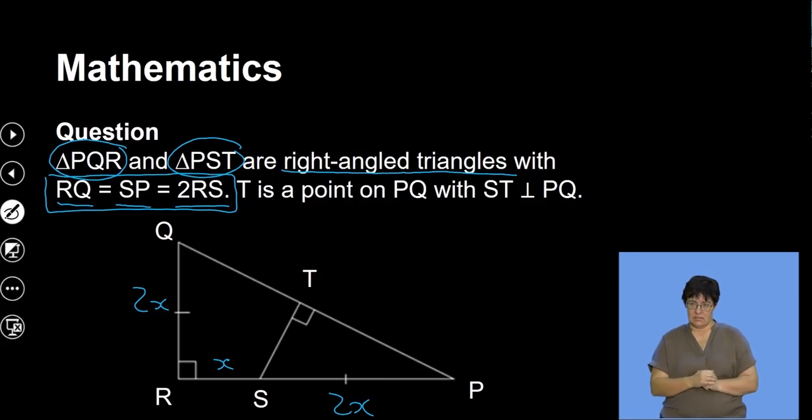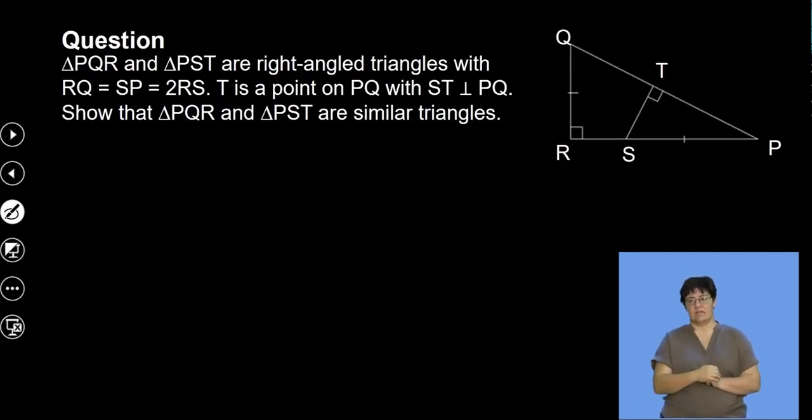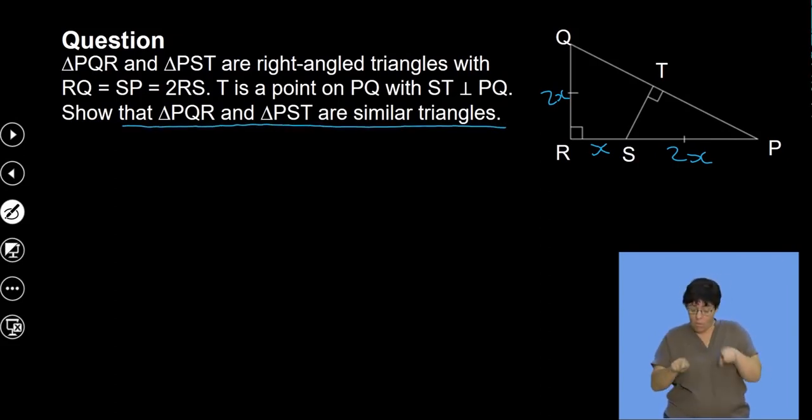And then T is a point on PQ such that ST is perpendicular to the PQ there. So you can already see there's a 90-degree angle there. So on this diagram of mine, I'm just going to add what we just added, the x, 2x, and the 2x, because it will come in handy somewhere when we are solving this. Then now what do they want us to actually do?